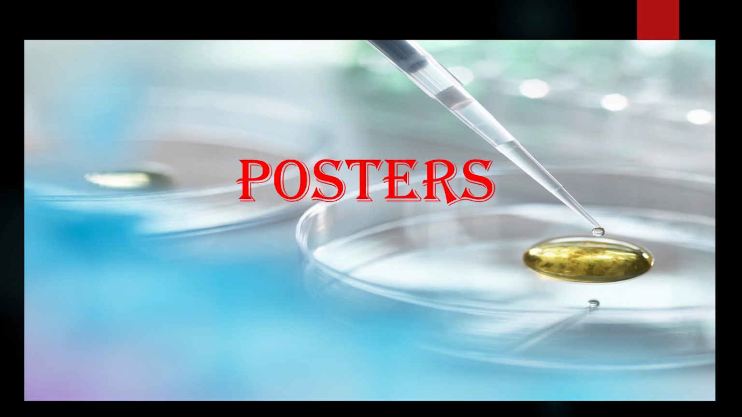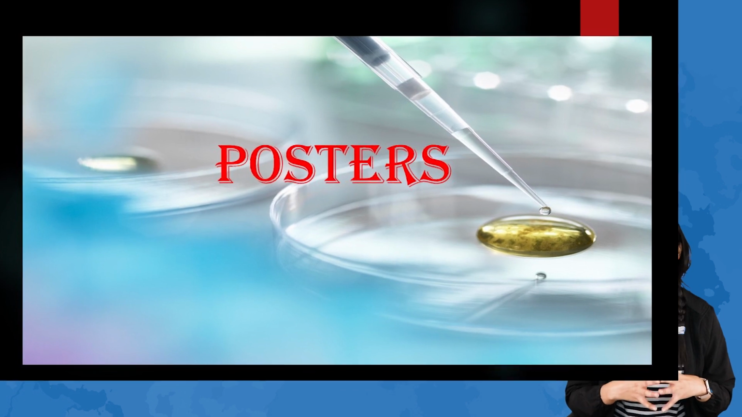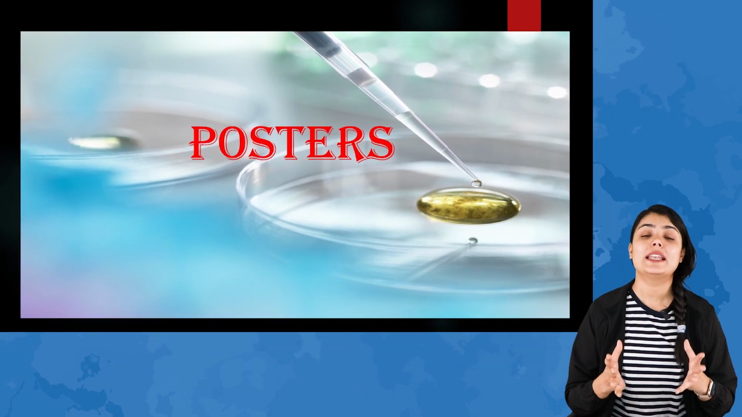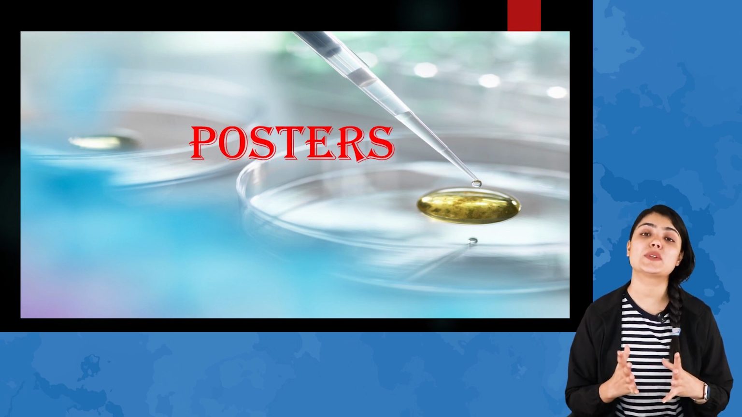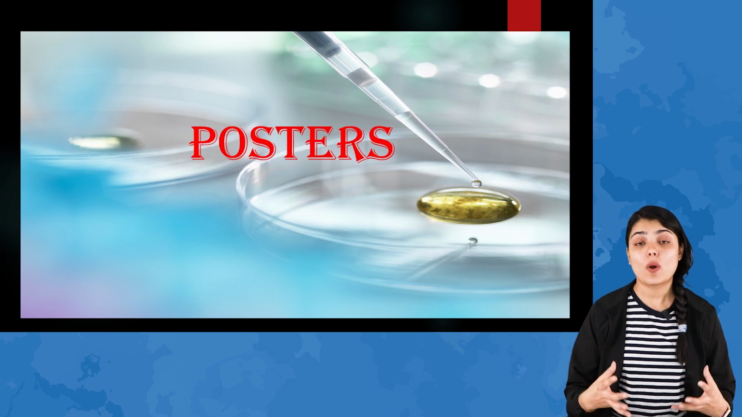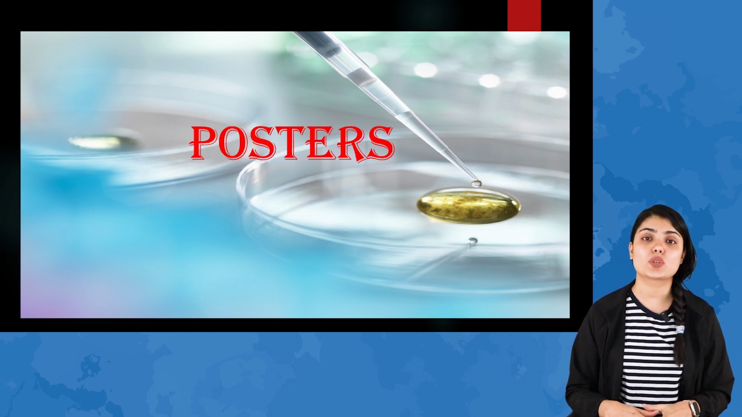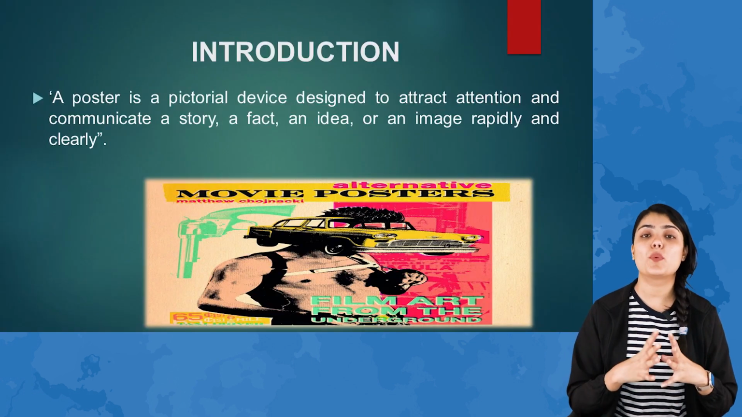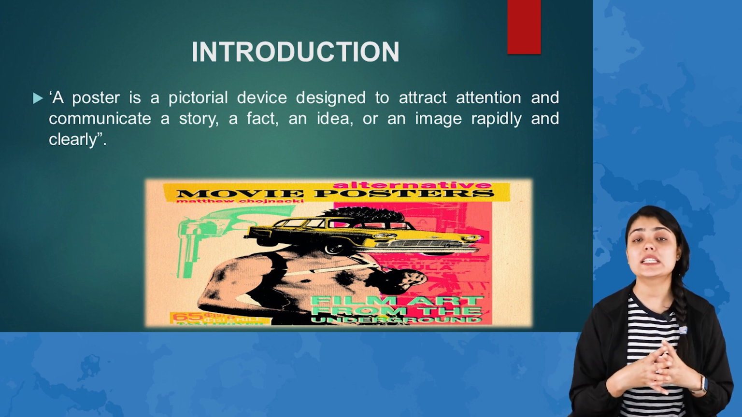Now, from the term itself, you can understand what posters are and how posters are used as visual aids by different organizations. Let us see in detail what posters are, what the various purposes are, how they are used in the education system, what the different types are and the various advantages and disadvantages of a poster. Now, to put it in very simple words, a poster is a pictorial device, which means it is a device that consists of a picture.